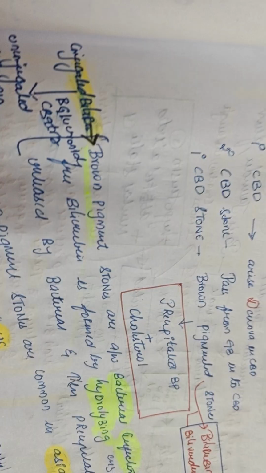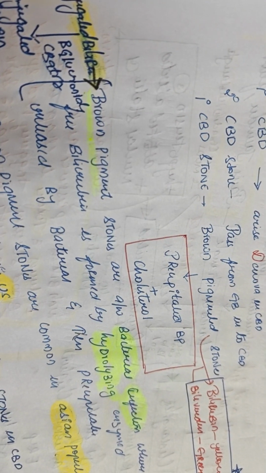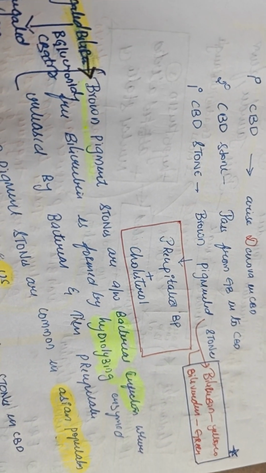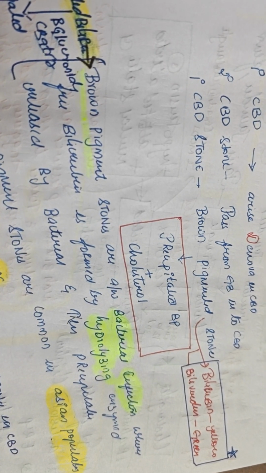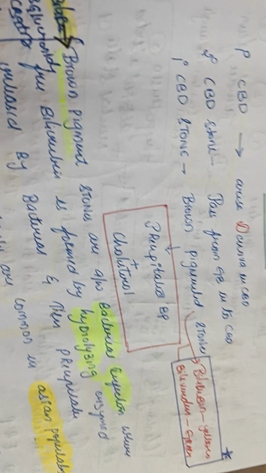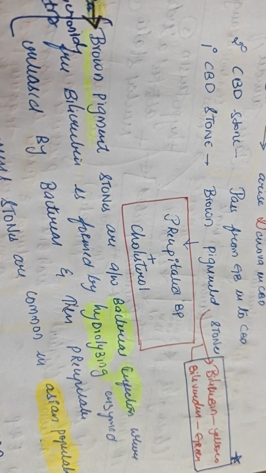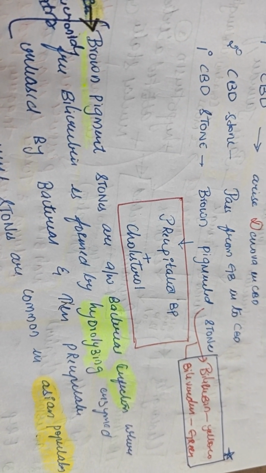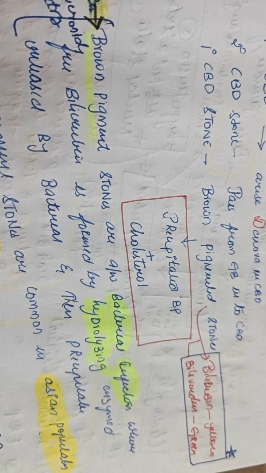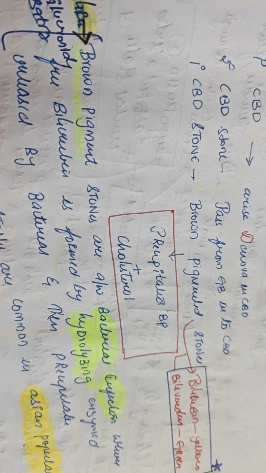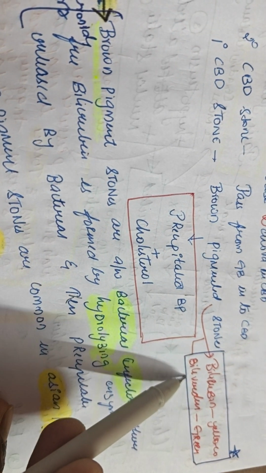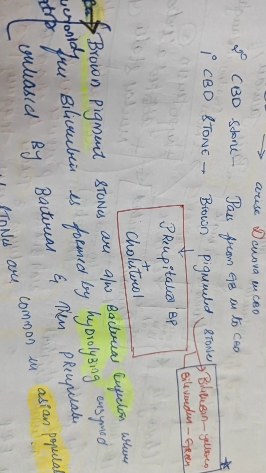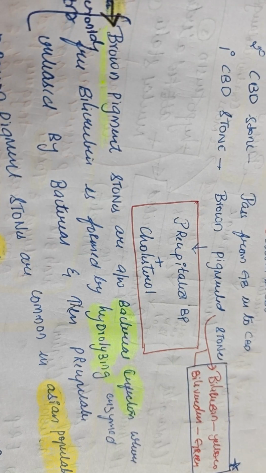And for the primary common bile duct stones, it's written that there is something known as a brown pigmented stone. What do you mean by brown pigmented stone? It means that you have pigments. What are the pigments here? That is bilirubin and biliverdin. Bilirubin is yellow in color. Biliverdin is green in color.